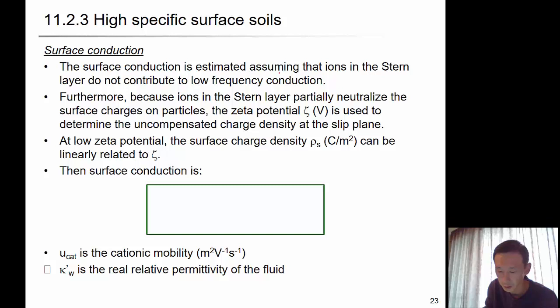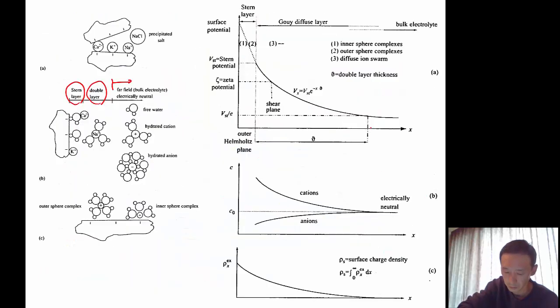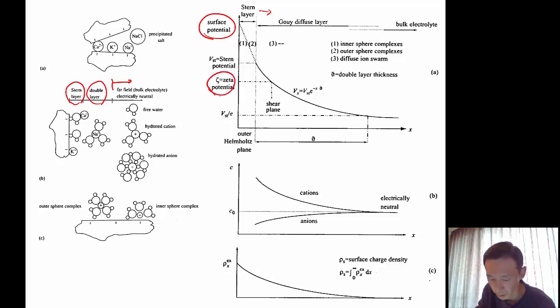The surface conduction is estimated assuming that ions in the Stern layer do not contribute to the low frequency conduction. So in here, the low frequency is less than about 10 kilohertz. Furthermore, because the ions in the Stern layer partially neutralize the charges on the surface, zeta potential is used to determine the uncompensated charge density at the slip surface. So if you look at this figure, this is the surface potential. And further away from the Stern layer, the zeta potential captures the surface potential, and this zeta potential is proportional to how much charge is on a unit area of the surface. And this is the shear plane or slip plane.